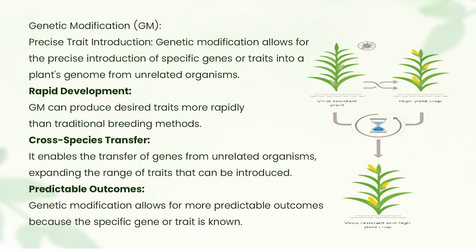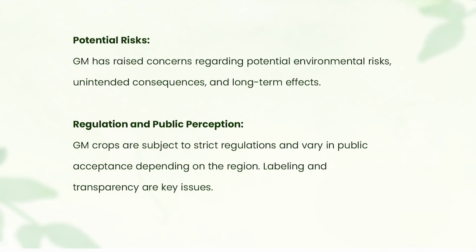It also has predictable outcomes. Genetic modification allows for more predictable outcomes because the specific gene or trait is known. It also has potential risks. GM has raised concerns regarding potential environmental risks, unintended consequences and long term effects.